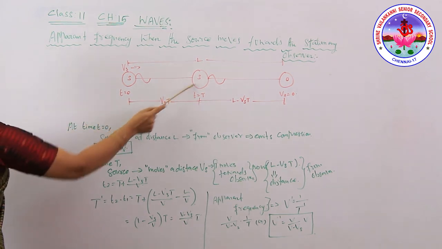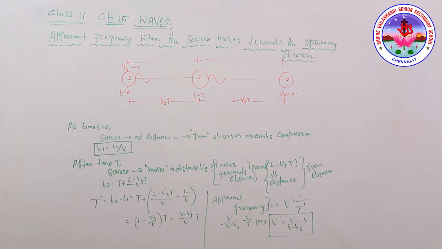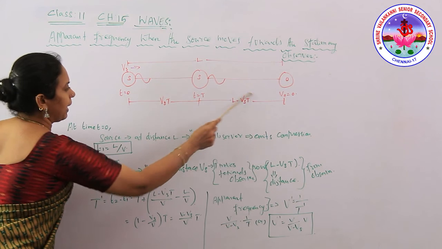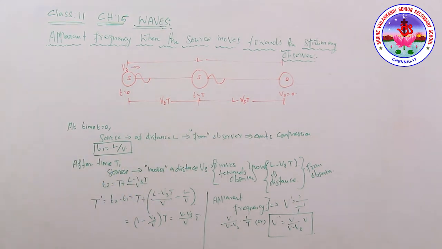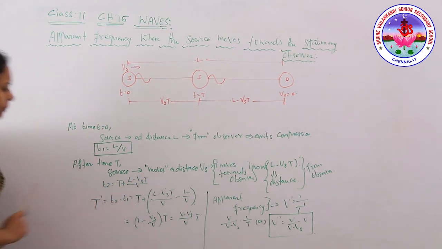After some time, suppose we take capital T. Then what will happen to the source? The source will emit the next compression pulse after the time T, so the source has moved a distance Vs into T towards the observer, and now the distance is L minus VsT from the observer. So the second compression pulse reaches the observer at time T2, which is equal to T plus L minus VsT by V.